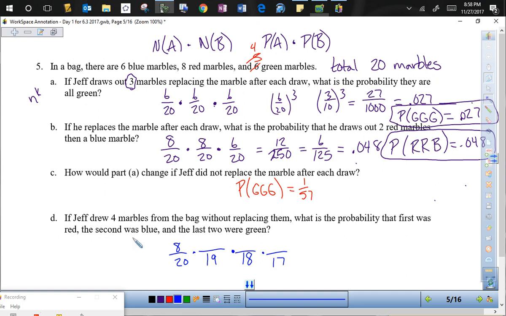Okay, the second one was blue. We have not taken out a blue yet, so there's still 6. The next one was green. We have not taken out a green, so there's 6. But that last one has to be green as well, and now 1 is removed, so that changes to 5. Okay, multiply those all together, and you should get a reduced fraction of 4 over 323. So the probability of getting red, blue, green, green is 4 over 323.